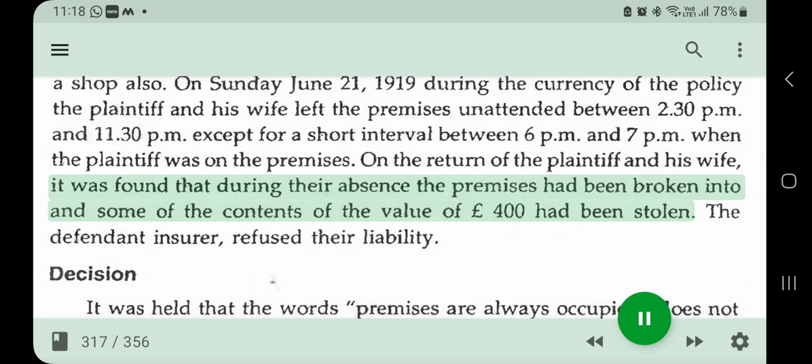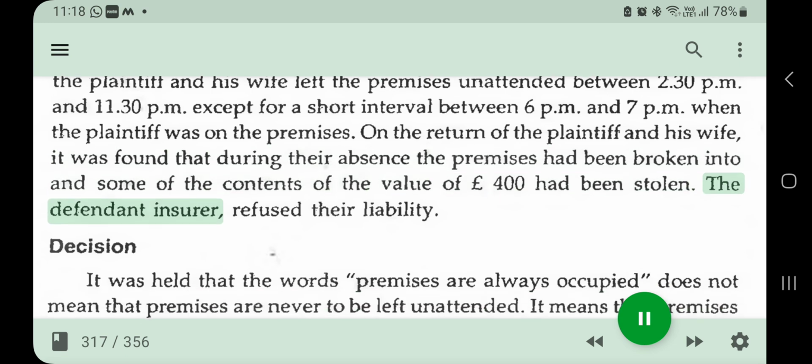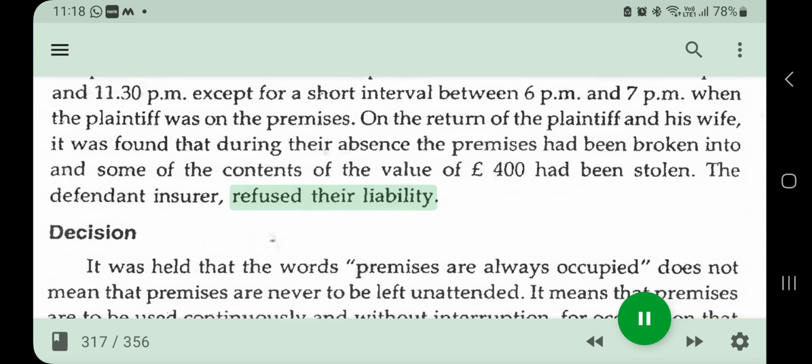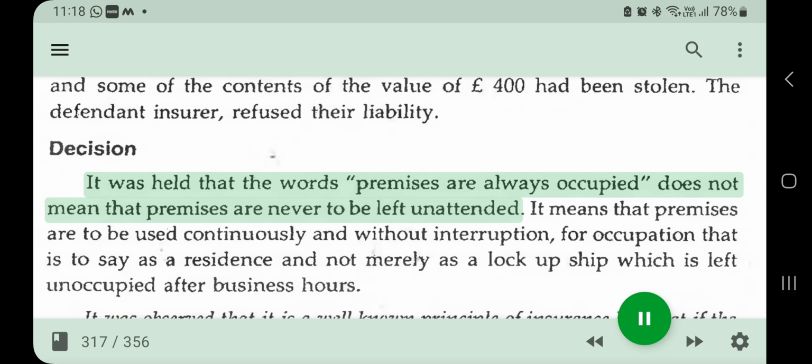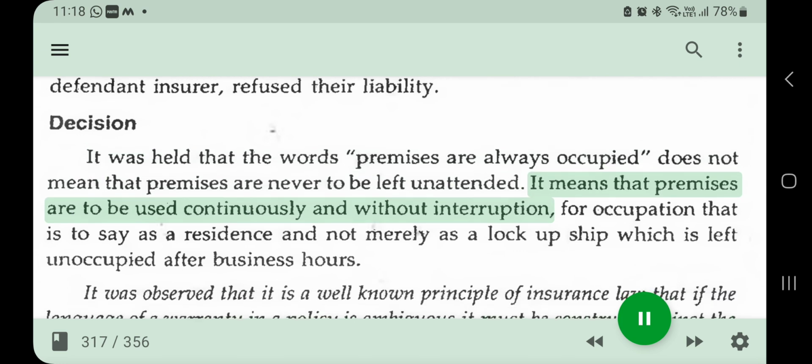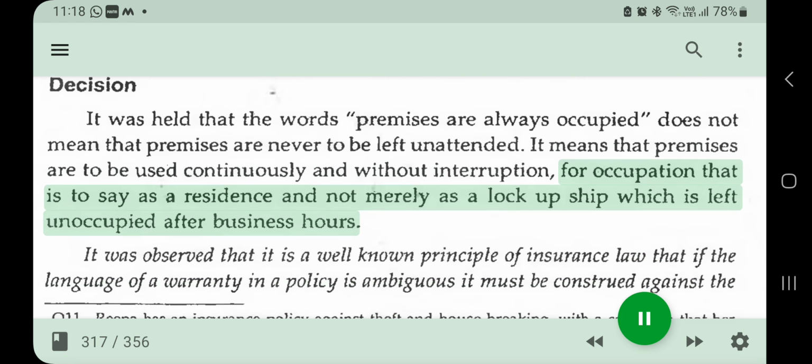On the return of the plaintiff and his wife, it was found that during their absence the premises had been broken into and some of the contents of the value of £400 had been stolen. The defendant insurer refused their liability. Decision. It was held that the words, premises are always occupied, do not mean that premises are never to be left unattended. It means that premises are to be used continuously and without interruption, for occupation, that is to say as a residence, and not merely as a lock-up shop which is left unoccupied after business hours.